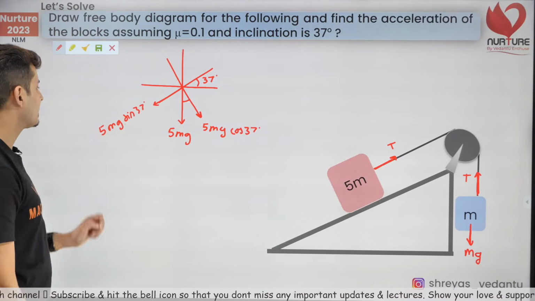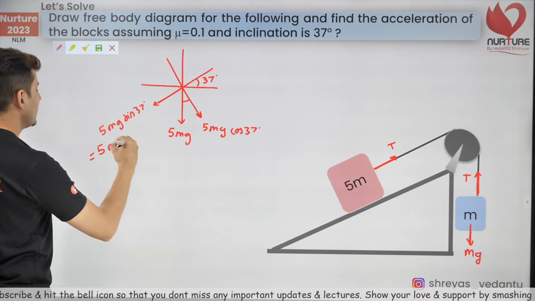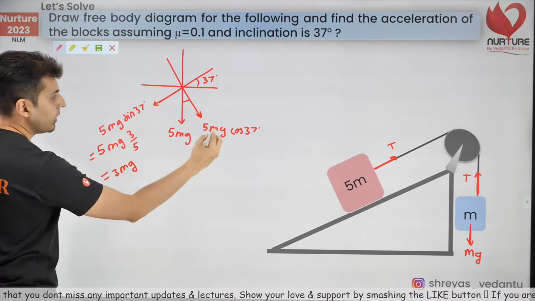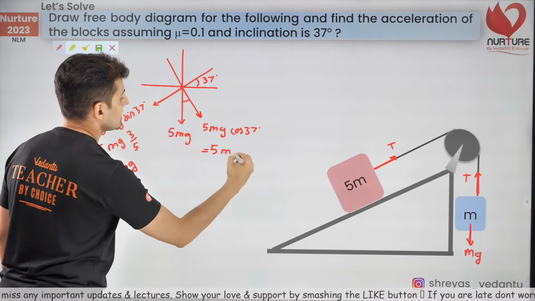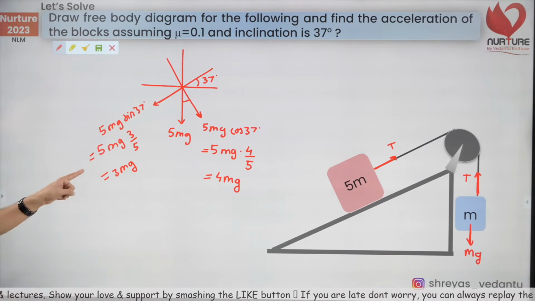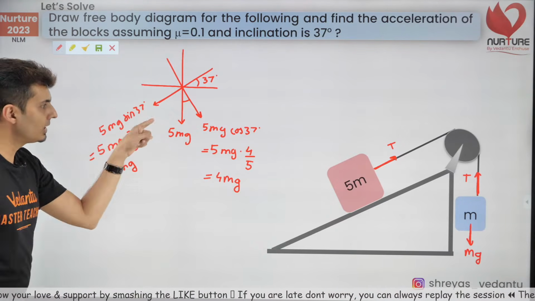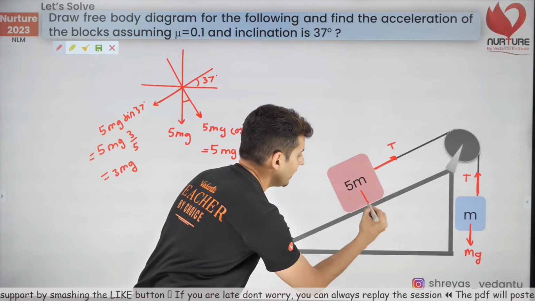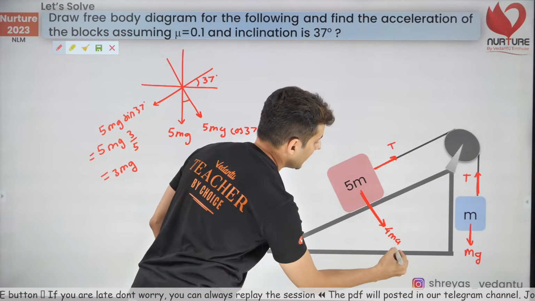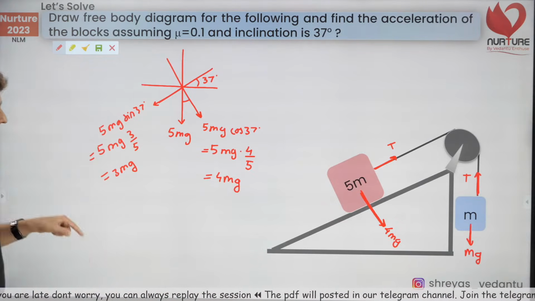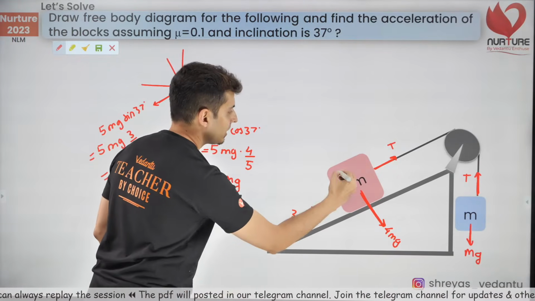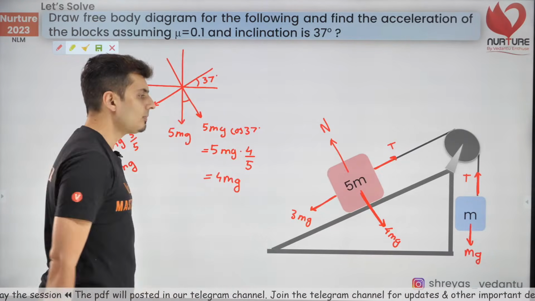Now what is sine 37? Sine 37, I have told you, is nothing but 3 by 5. So this will be 3mg. And what will be cos 37? Cos 37 is nothing but 4 by 5. So this will be 4mg. Correct? So knowing all these components of weight, I will draw one component like this, which is nothing but 4mg, and over here the component downwards, I will just write as 3mg. Normal will act here. Great.